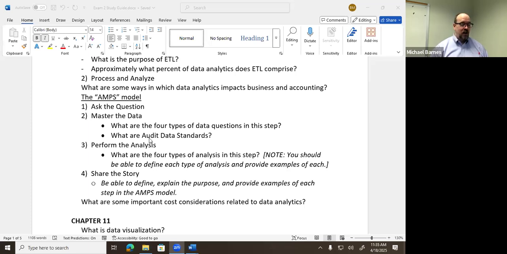Audit data standards, again, that's an important thing. It emanated from problems with articulating information through external audit. So basically, audit data standards were developed and now they're utilized as a standard.